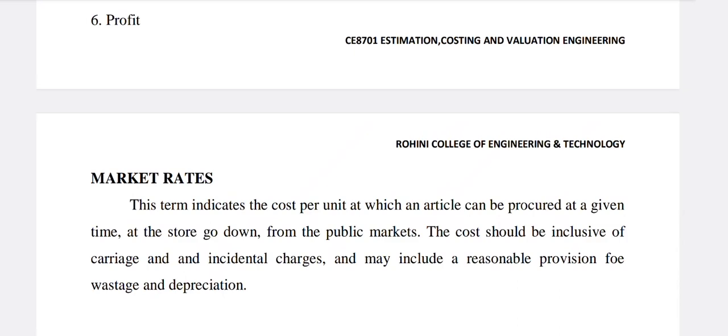The rate of a particular item of work depends on the following: first, specification of work and material about their quality, proportion, and construction operation method. Second one is quantity of materials and their cost. Third one is cost of labors and their wages. Fourth one is location of the site of work and the distances from the source and conveyance charges. Fifth one is overhead and establishment charges. And sixth one is profit.